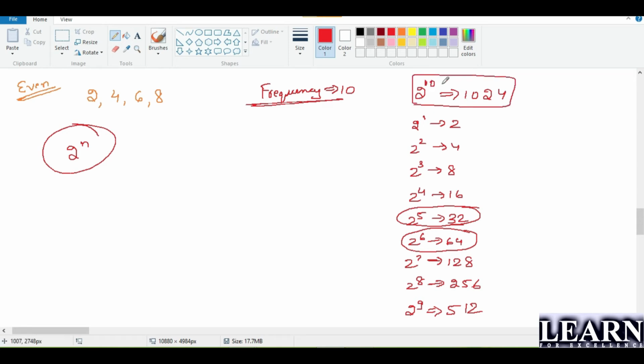Now the actual game comes into the picture here. 2 power 10 is 1024, or I can say 2 to the power 10 ends with the last two digits 24. Now what about 2 power 20? It ends with 76. 2 power 20 ends with 76. These are the two numbers that play a very important role while talking about even numbers, guys. 24 and 76.